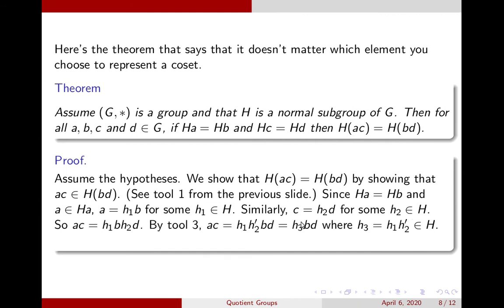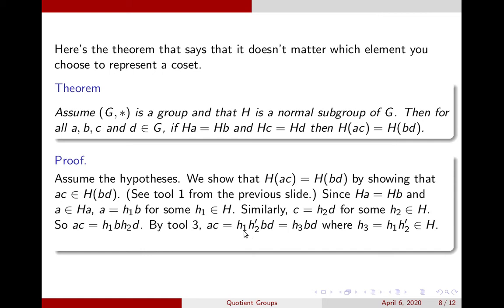So now we multiply a times c using our two representations for a and c. a is h1 times b, c is h2 times d. And now we use tool 3, that sort of commutative law for elements of the group G and elements of H. Right, the order of multiplication here, b times h2, can be switched, but you may have to replace h2 by another element. We're calling it h2 prime, of capital H. So a times c is h1 times h2 prime times b times d.